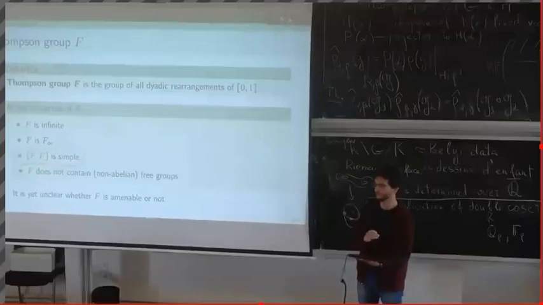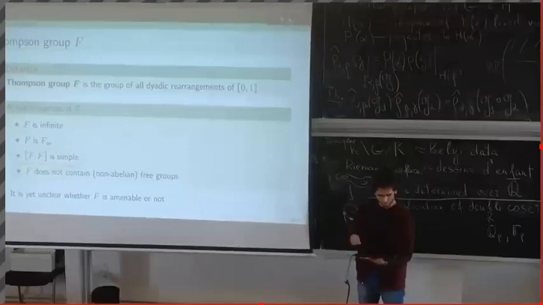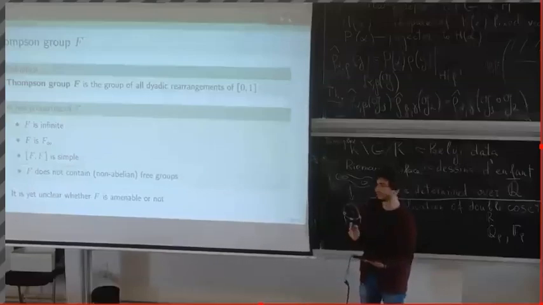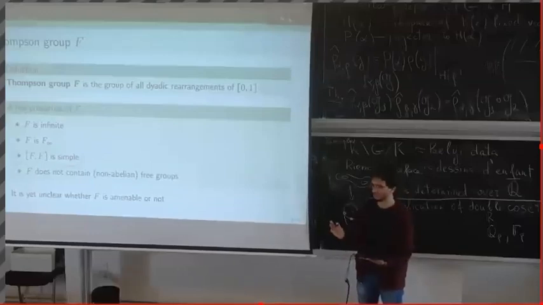We will hear of this a lot. Also, we know that F does not contain any non-abelian free group, which is linked to the following question. This is a very important question, open for decades. If you've never heard about Thompson groups, you might have at least heard of this open question about F. We still don't know whether it is amenable or not.